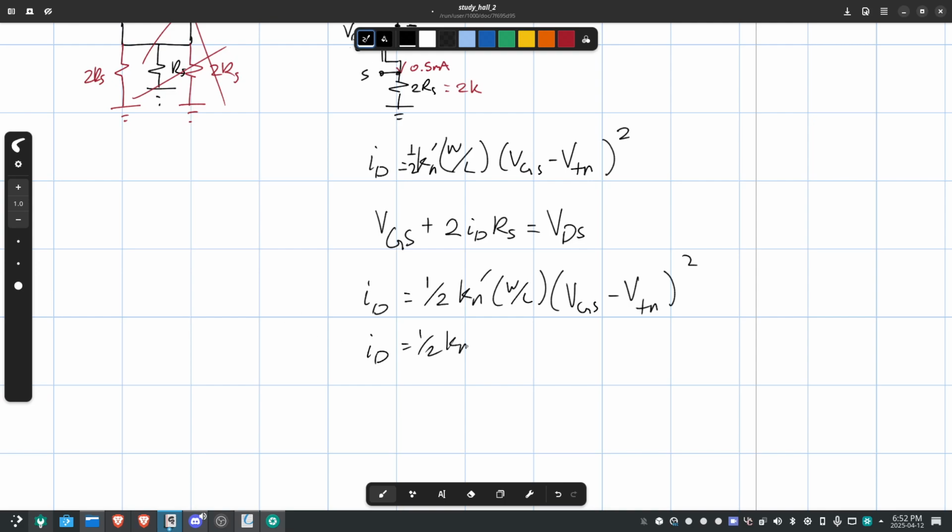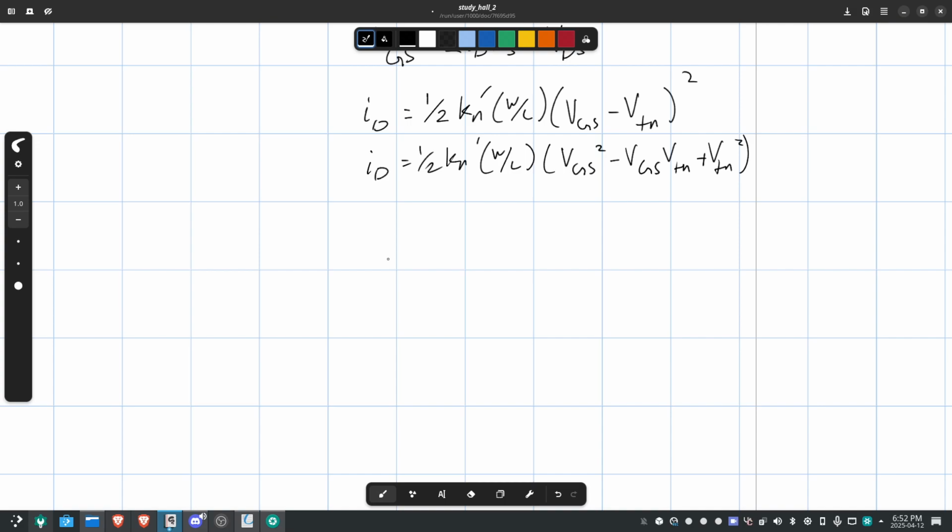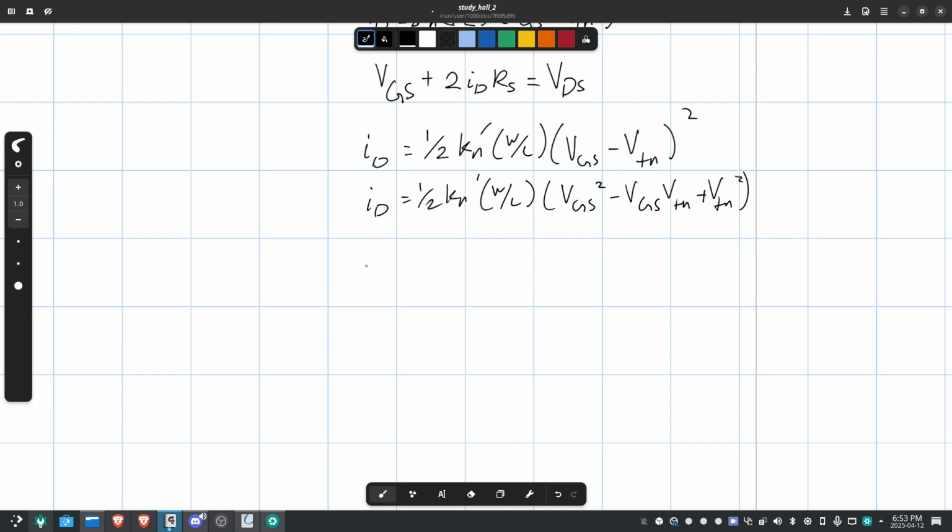The ID is 1/2 of Kn' W over L. This is VGS squared minus VGS VTN plus VTN squared. Wow. I don't like quadratics. So you can move that over and you're going to get 0 is equal to VGS squared minus VGS VTN plus VTN squared minus ID over 1/2 of Kn' W over L. This is a quadratic equation. We can solve this, right?